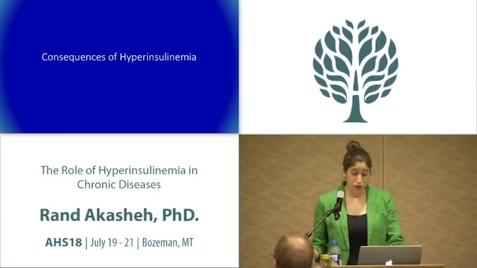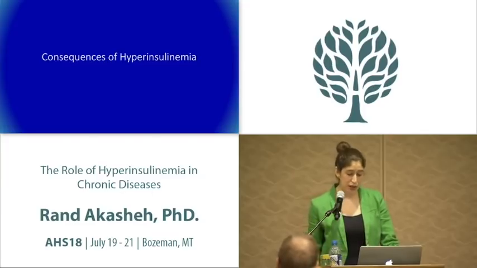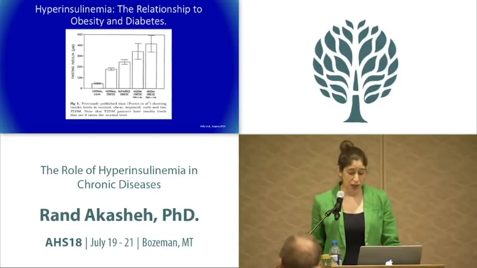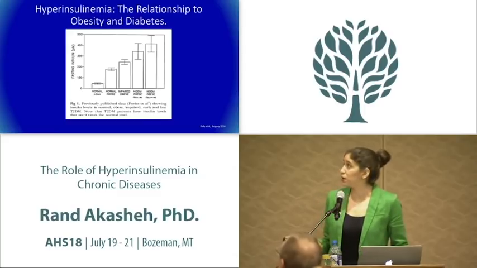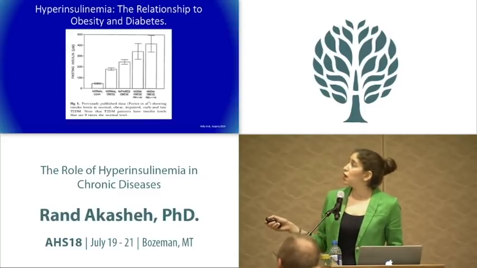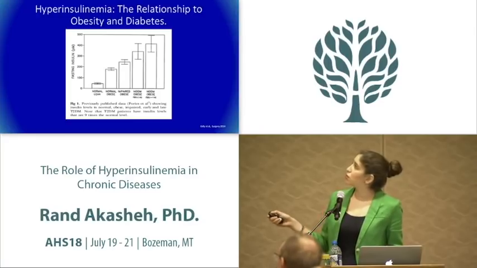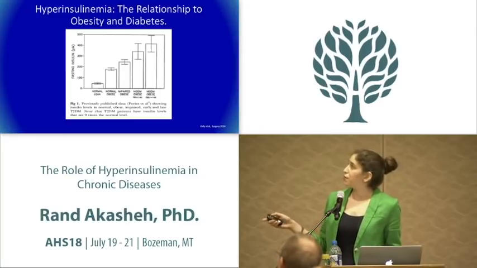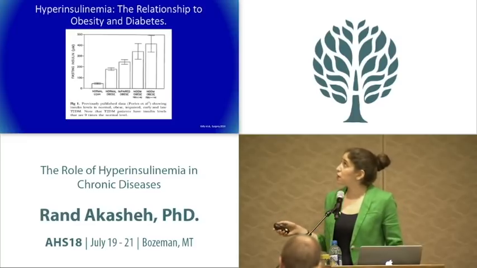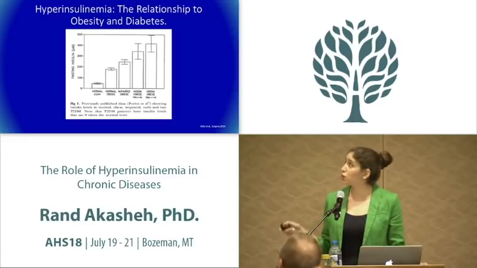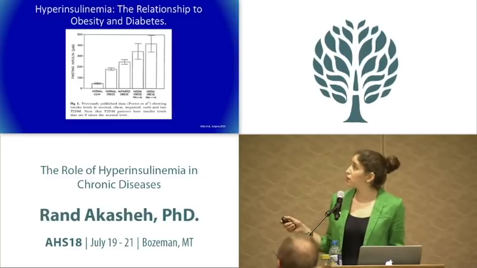What are the consequences of hyperinsulinemia? Let's study the pattern and the relationship with obesity and diabetes. So we see here in normal and lean individuals, insulin levels are low, these are fasting insulin levels, and then they start rising with obesity, impaired glucose tolerance, non-insulin dependent diabetes, and in later stages, it's even higher. So insulin definitely positively correlates with body weight and diabetes status.